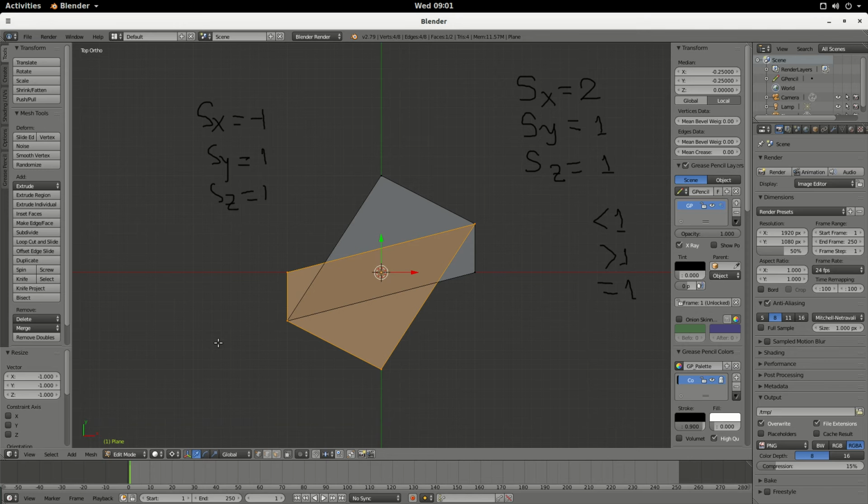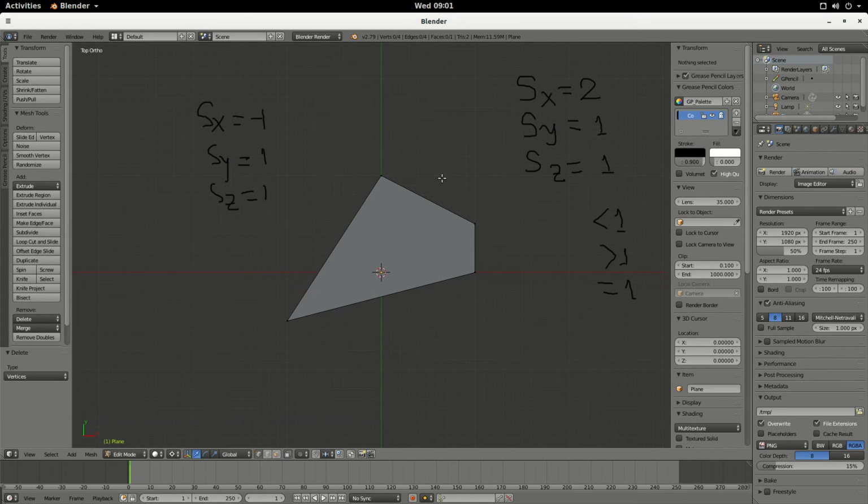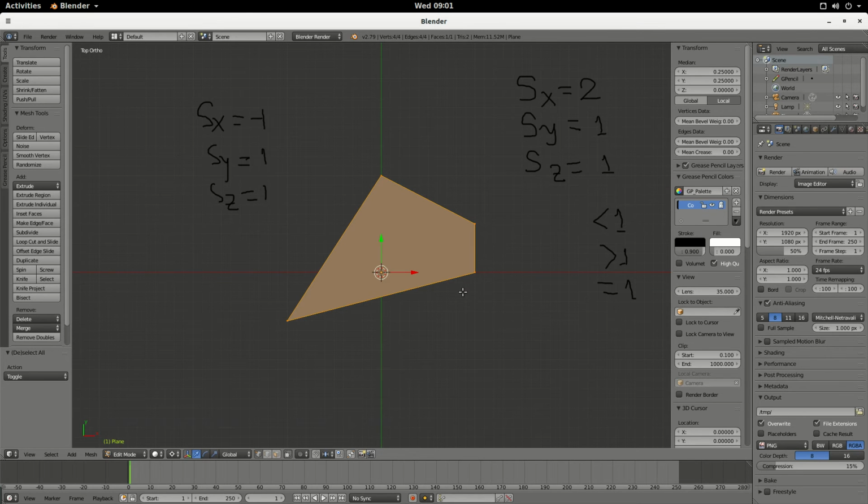Okay. So one thing before I forget to do it, let me delete all these things. What would be the effect of using 0 as a scaling factor on any of these axes?